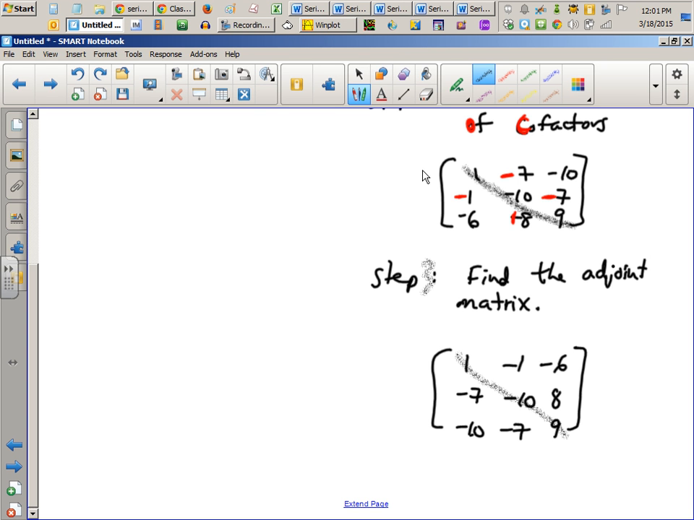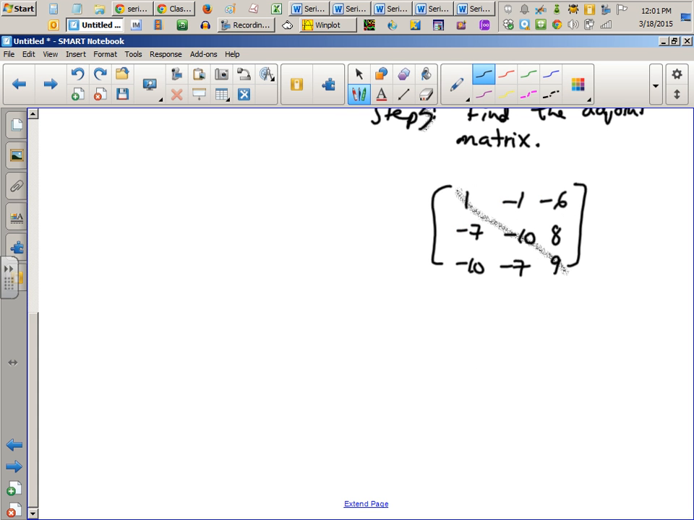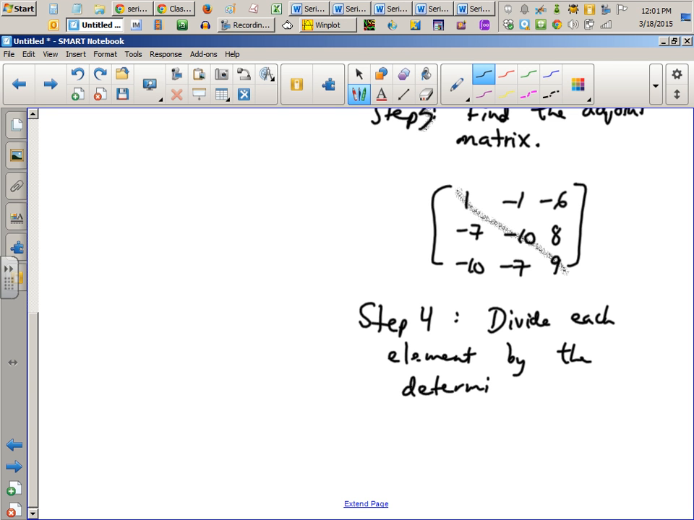All right. Step 4. What does step 4 say? Divide each element by the determinant of the original. Okay, let's just go back and look at our original. Remember, our original was actually this.